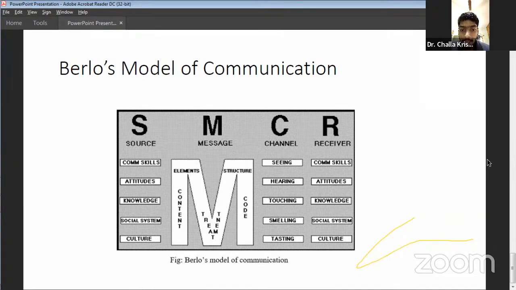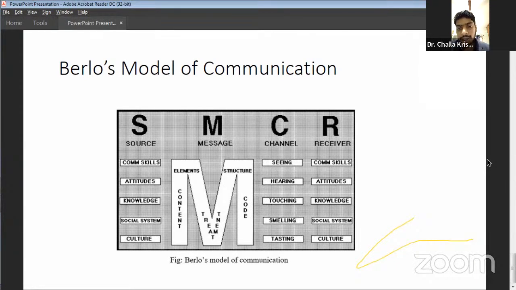You should have basic knowledge if you want to be able to have a conversation with me. We should share common knowledge, right? For example, if I'm talking about a cell phone, if I'm talking about 5G, you should have basic knowledge about 5G so that you can have a conversation. Similarly, social system and culture.